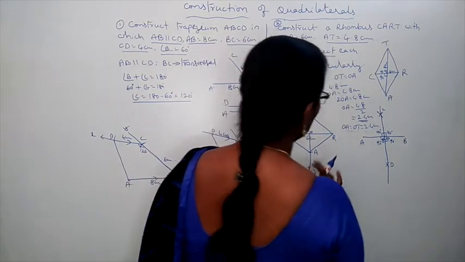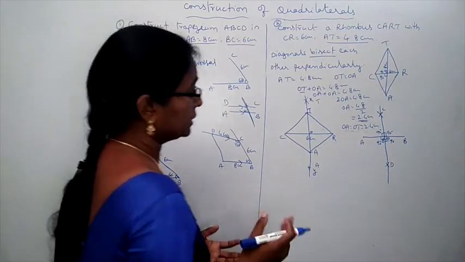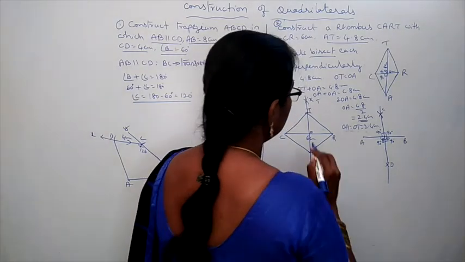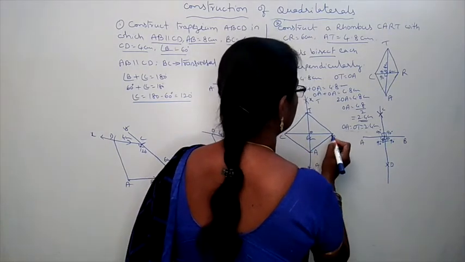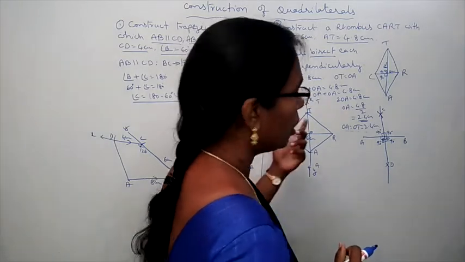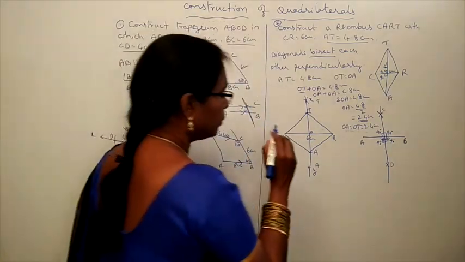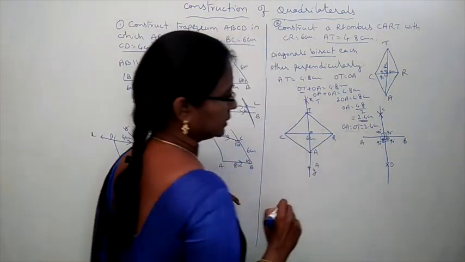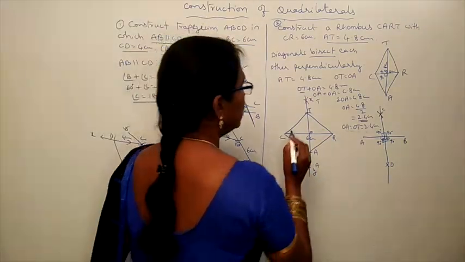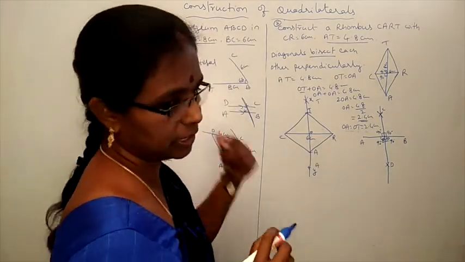Then how can you know whether this rhombus is correct or wrong? After drawing the rhombus, you have to measure CA, AR, RT and CT. You will get the same measurement because all sides in a rhombus are equal. Now, if you are getting different line segments, then that is not a rhombus. You must get 4 sides of equal length. Then only your construction is correct.